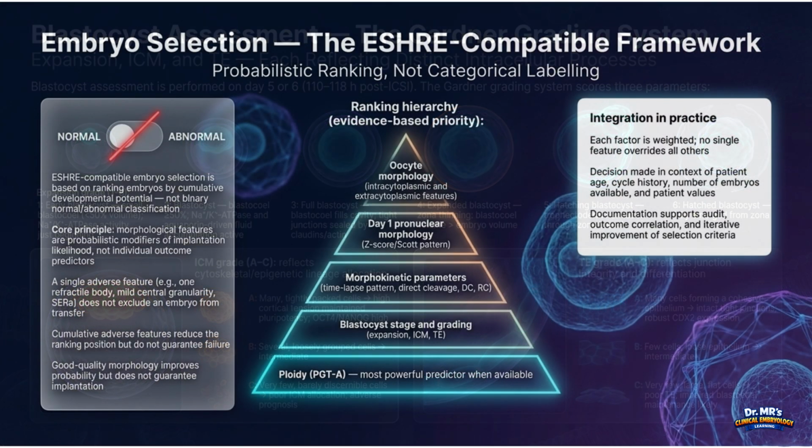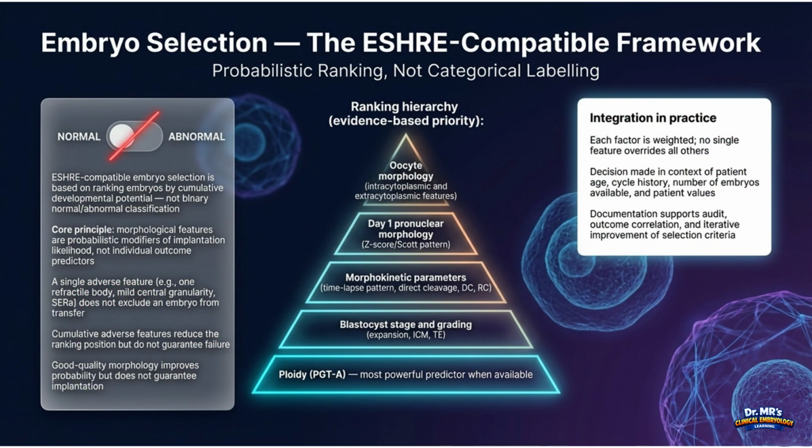Now comes the hardest part of the job, making the call. Embryo selection. And ESHRE enforces a massive mindset shift here. They do. ESHRE mandates that embryologists transition away from binary categorical labeling, like calling an embryo good or bad, normal or abnormal, and move toward probabilistic ranking. Why is that distinction so important? Because biology is a spectrum, not a binary. If you see a single refractile body in an oocyte or a 5% fragmentation on day 2, it does not mean the embryo is biologically broken or genetically doomed.